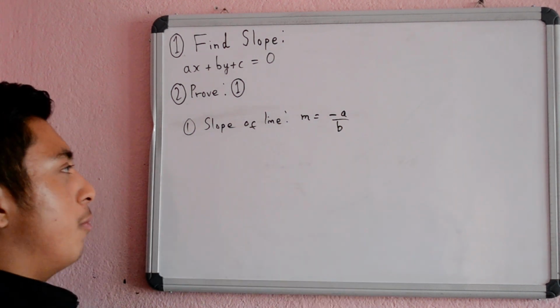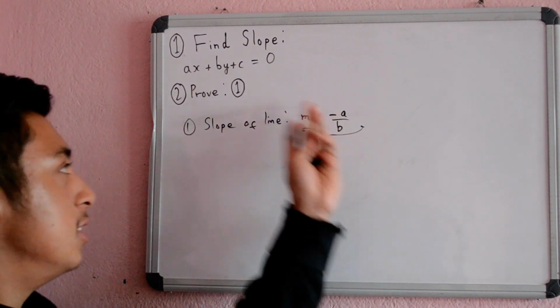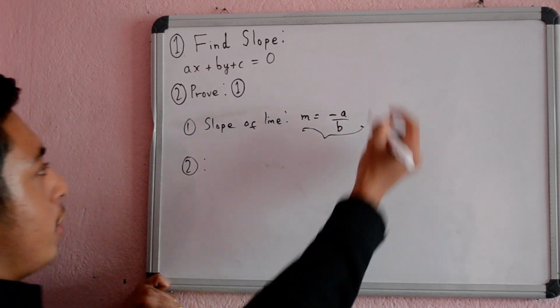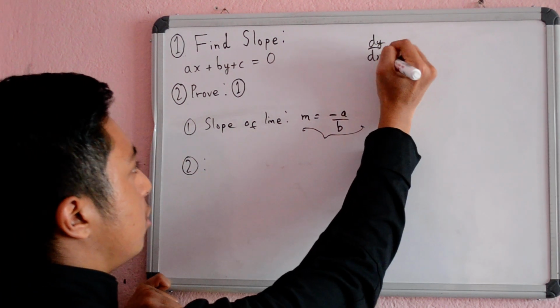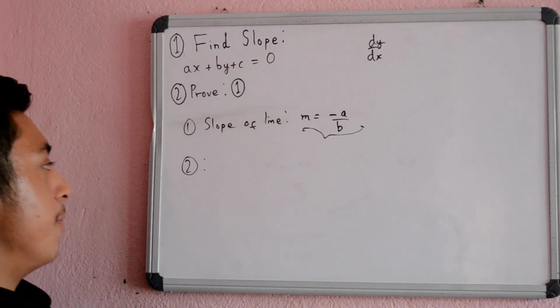But where did this come from? How do we know that m equals minus a by b? And why is there a minus, since this is all positive? So let's move on to the second one. We have to use the dy by dx. Or we don't really have to, you can use any other way, but this is the simplest one.